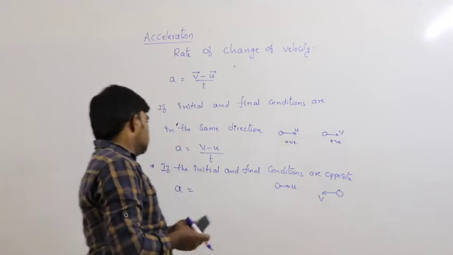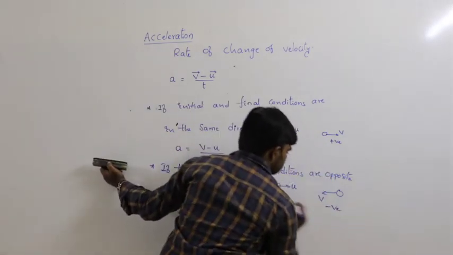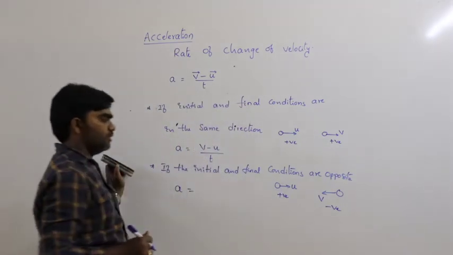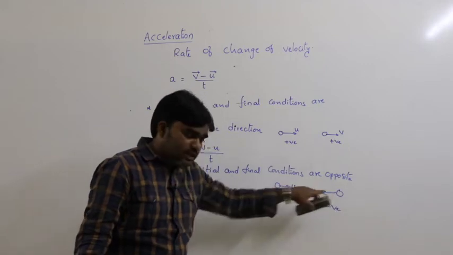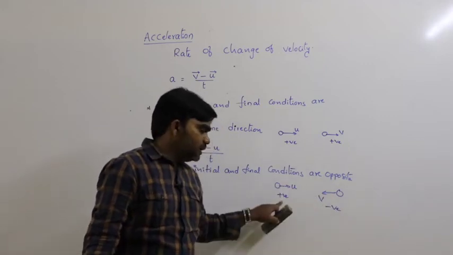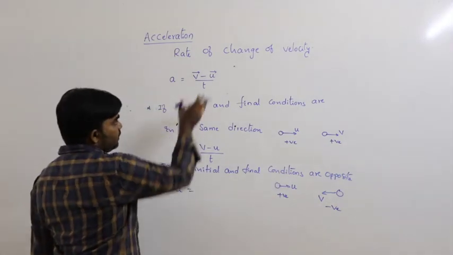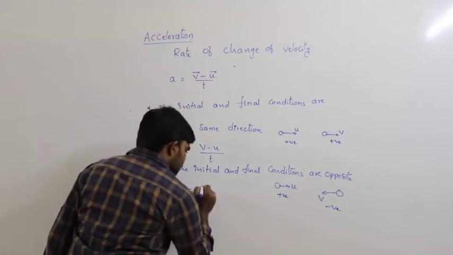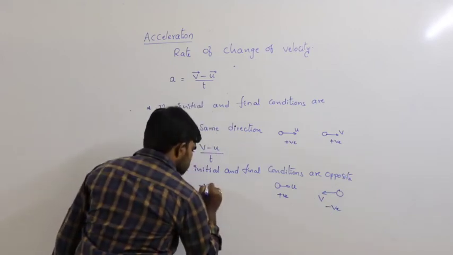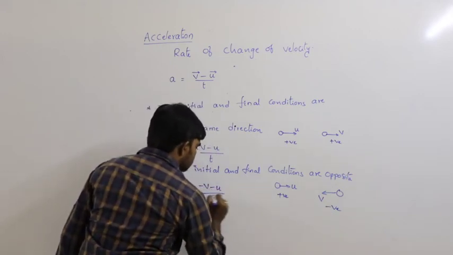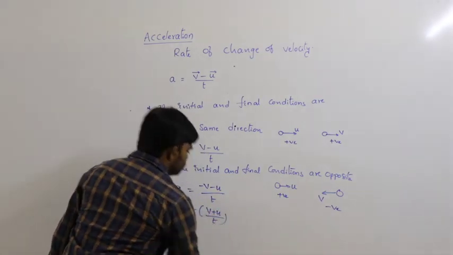Next, initial and final conditions are opposite. Here this is considered the negative x direction, that's why it is negative, and this is positive because it is the positive x direction. Here also acceleration can be written as change in velocity by time. The general formula is v minus u, but v is minus v and u is minus u, divided by t. So a is equal to minus of v plus u by t.